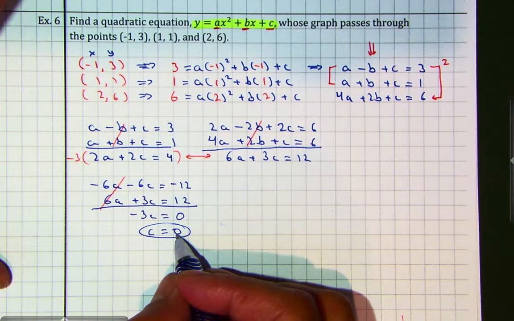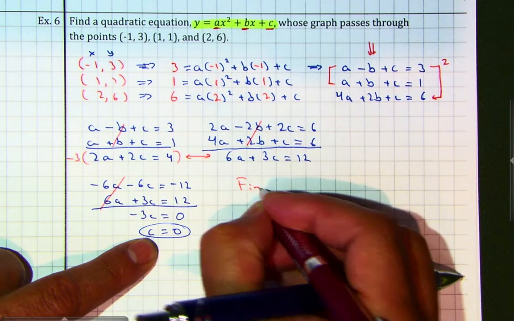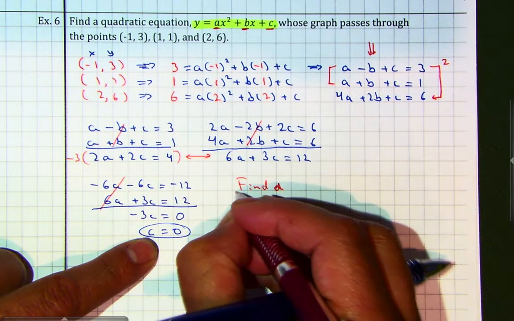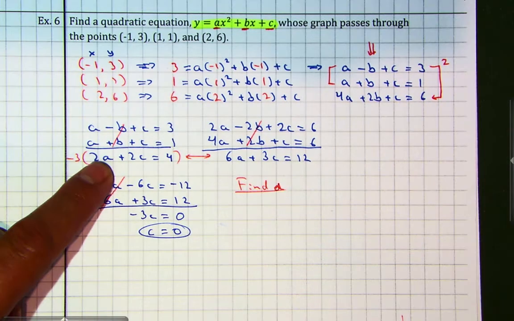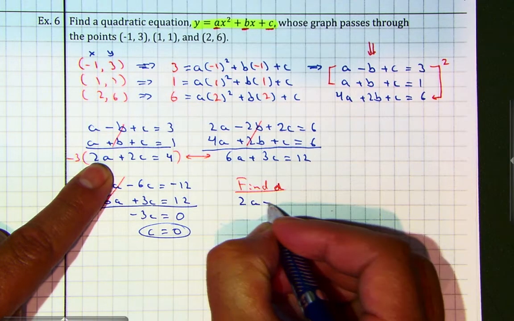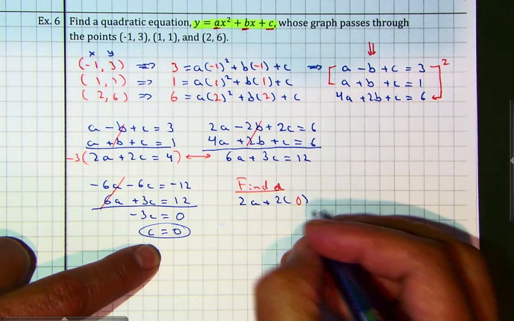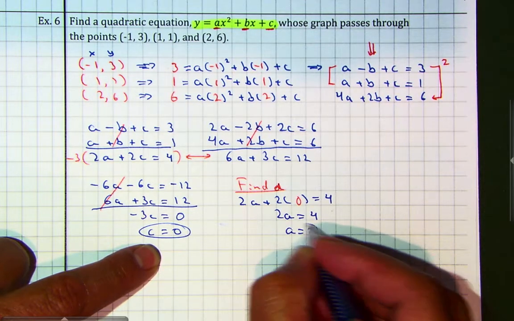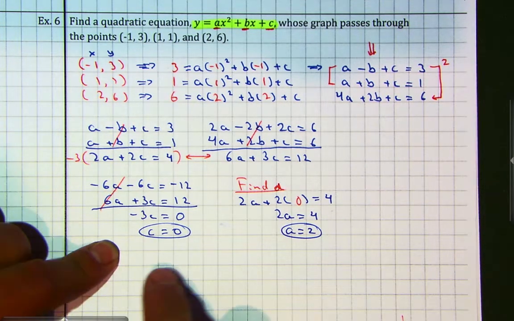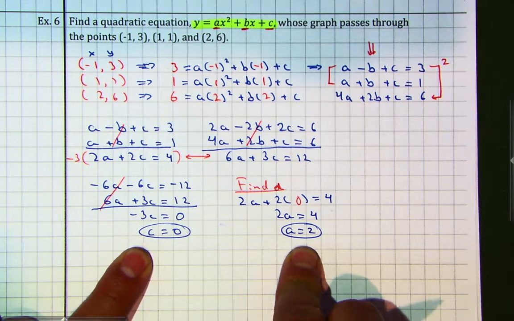What should I find next? I should find the value of a. And you get to decide whether you want to use this equation or that equation. I'm going to use this one instead. It'll be 2a plus 2, instead of the c is 0, equal to 4. 2a equal to 4, so therefore a equals 2. I have the value of c, I have the value of a. Now I'm looking for the value of b. So let's go and find b.